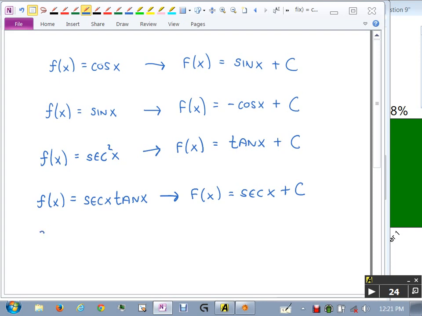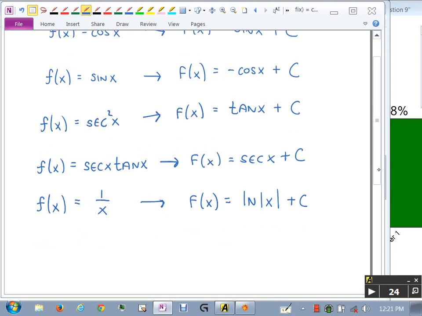Here's another one. I'm going to stop with the trig stuff. 1 over x. That was an important one. Natural log x. So the natural log, we usually put absolute value of x because you can't plug negative numbers. We don't want to evaluate a natural log in negatives. So the antiderivative of 1 over x would be natural log of the absolute value of x plus c.